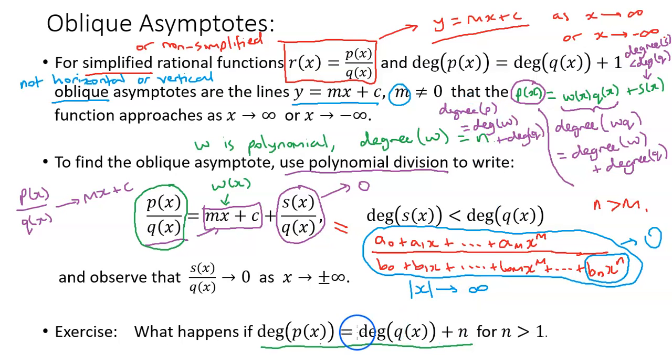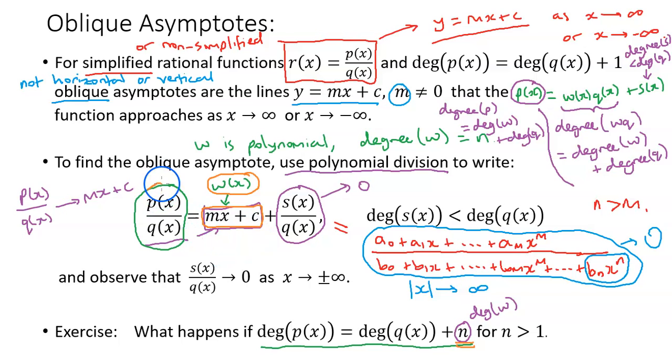And therefore, since the degree of p is equal to the degree of q plus n, it must be the case that n is the degree of w. Anyway, that exercise wasn't completely related to what we're talking about, but the point is we're going to end up with, if the degree of p of x is equal to the degree of q of x plus n, where n is some number bigger than 1, that's going to be the degree of the polynomial that we end up with in place of the mx plus c.